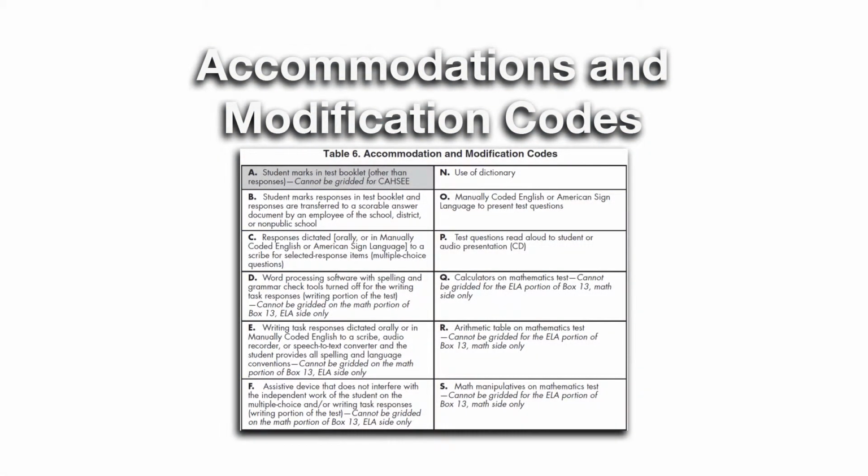Also, plan for English learner variations such as translated directions, additional breaks, testing separately, and translated word lists. If students have an IEP or Section 504 plan, they may need accommodations or modifications. Accommodations vary how the student is tested but do not change what the test measures. Examples of accommodations include testing over more than 1 day, using a large print or braille test booklet, or using manually coded English or American Sign Language to present mathematic test questions.